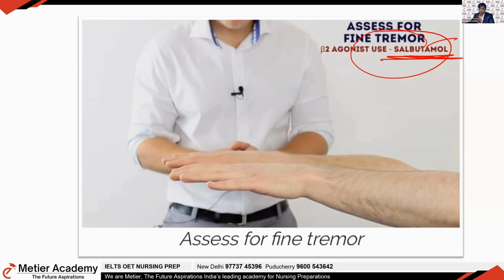Fine tremor: in this book, tremor is mentioned, but it is better to write fine tremor clearly. Fine tremor is seen in which conditions? As a side effect of salbutamol. Salbutamol nebulization, one of the most common beta-2 agonists, we discussed in your respiratory drugs. Beta agonist use, always salbutamol, causes fine tremor.